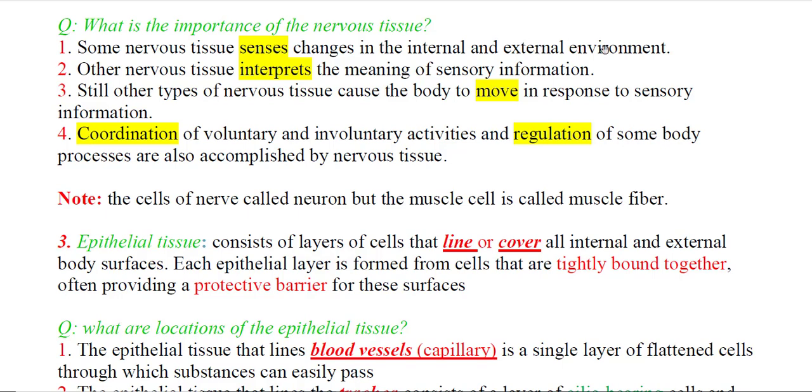And it forms an electrical signal. This electrical signal must be sent to the brain. The brain interprets it, and then what? Response. Response is the third point. Response by movement.